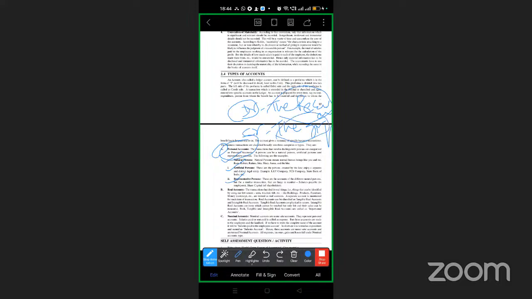Ma'am, what is debiting? What is debit the receiver, credit the giver? That we will understand once we complete the remaining two types of accounts.